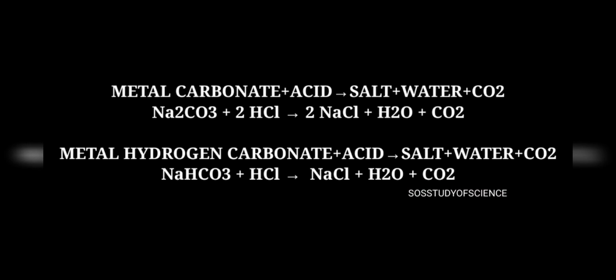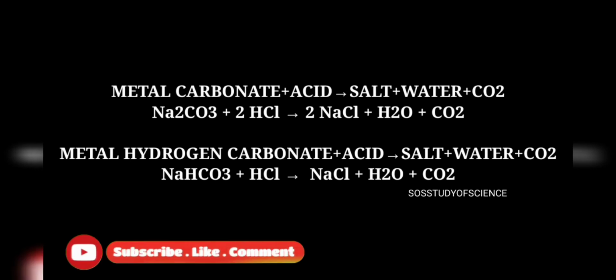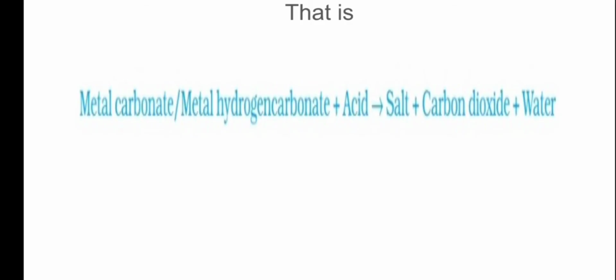Whenever a metal carbonate or a metal hydrogen carbonate reacts with acid, it forms salt, water, and carbon dioxide gas is released. When a metal carbonate or metal hydrogen carbonate reacts with an acid, we will get salt, carbon dioxide gas and water. So that is the result of this reaction.